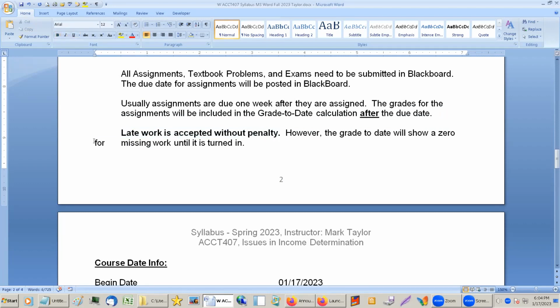Let's highlight that. Let's put that in yellow. Late work is accepted without penalty. However, your grade will show a 0 for missing work until it's turned in. So your grade to date is going to look bad until you get it turned in, because there's a 0 in for wherever that grade is. So if you don't get something in on time, it's not a big deal, but just get it in when you can. Again, your grade's going to look bad until you do get it in.